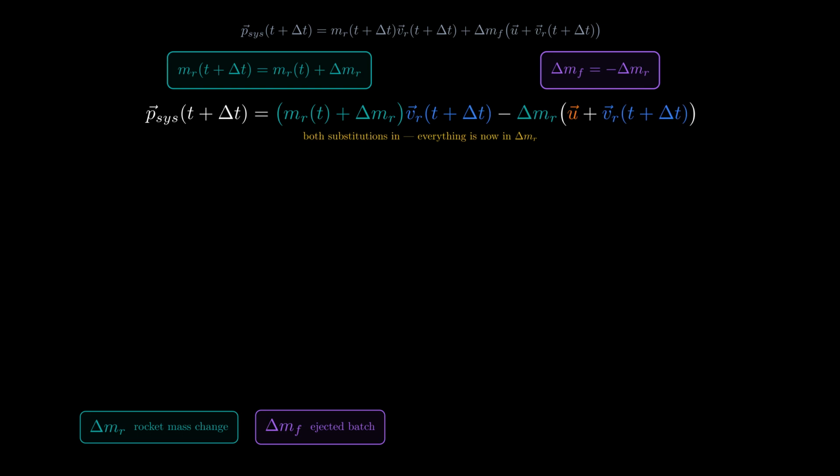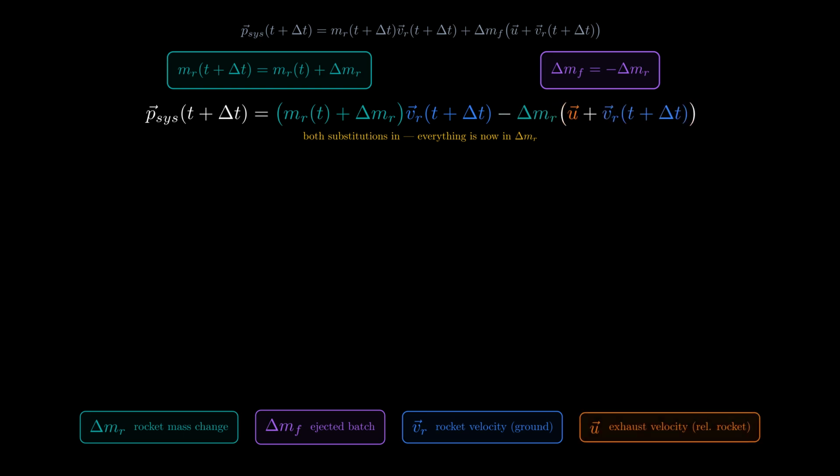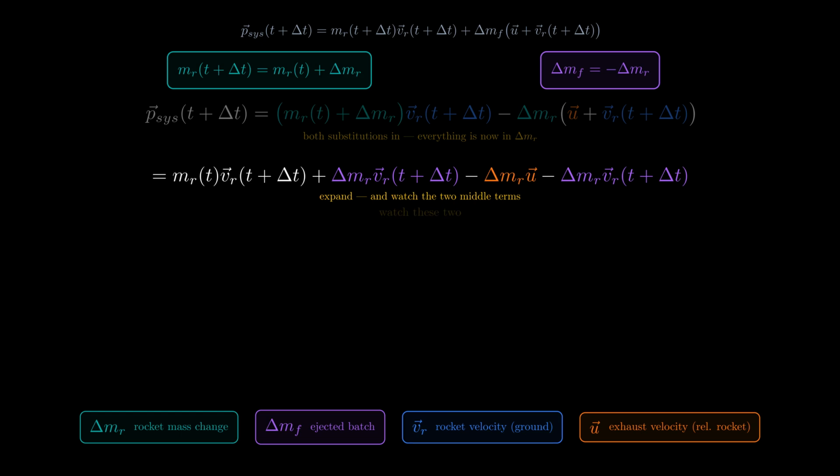The momentum at t plus delta t becomes the quantity m_r of t plus delta m_r times v_r of t plus delta t, minus delta m_r times the quantity u plus v_r of t plus delta t. Expand and watch the middle terms: plus delta m_r times v_r of t plus delta t from the rocket, minus delta m_r times v_r of t plus delta t from the batch. They cancel exactly. Nothing second order left to throw away this time.